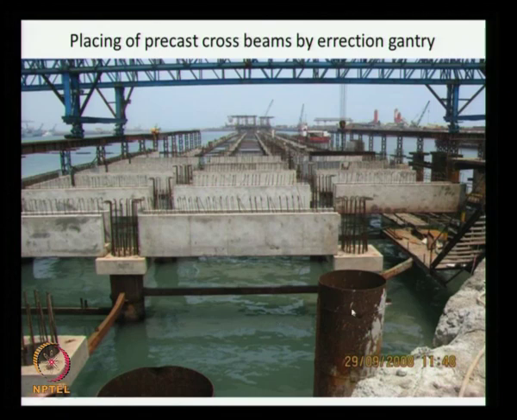What you are seeing here is a steel liner which is used for construction of piles. Normally they will add the cost of the gantry and other things into the individual components, because the contractor will not be paid for this gantry and all, which is very expensive.